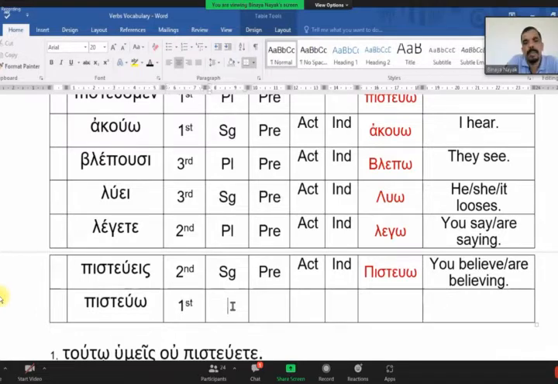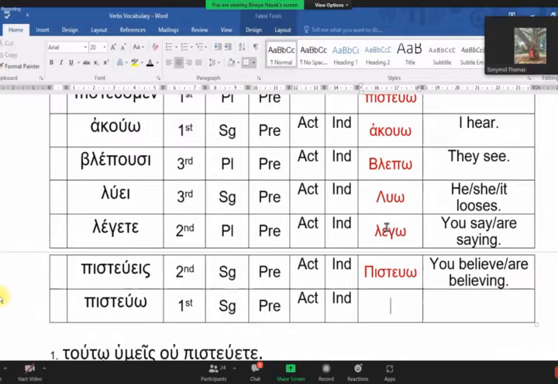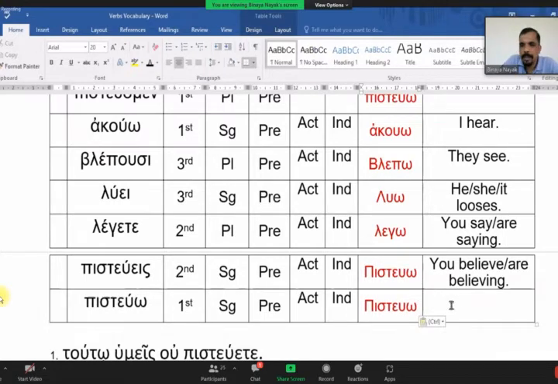First person, singular, present tense, active voice, indicative mode. What is the lexical form? Pisteo. I'll just copy it here. So the lexical inflected meaning is? I believe. Okay.